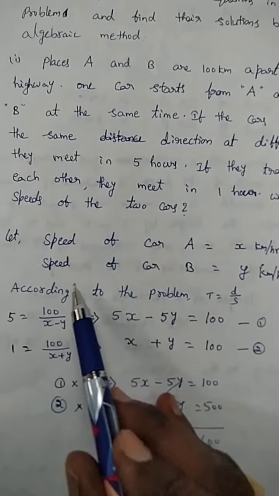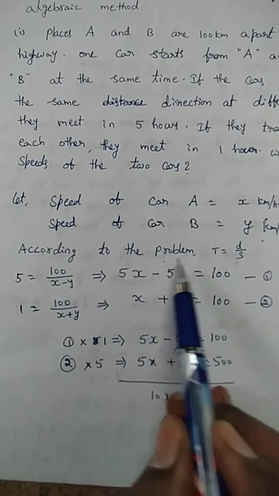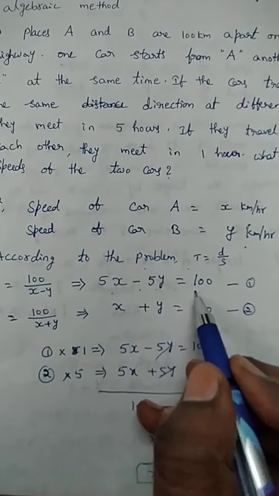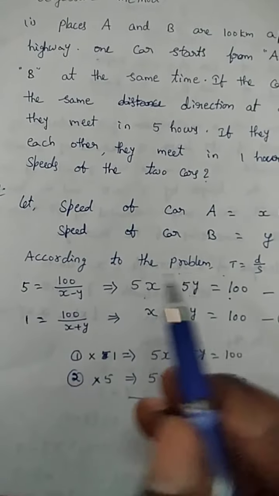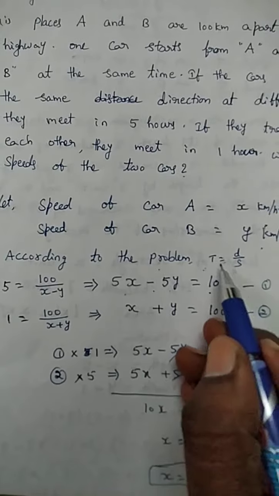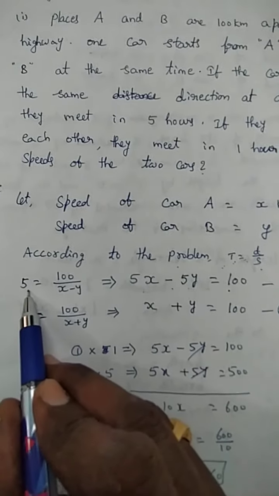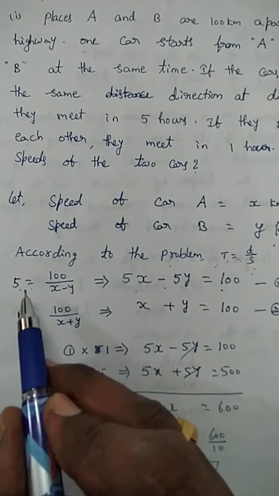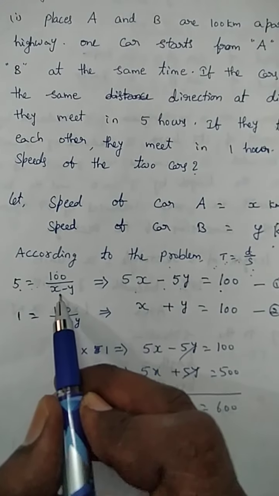So, coming to the concept: let the speed of car A be x kilometers per hour, and the speed of car B be y kilometers per hour. According to the problem, we write that 5x minus 5y is equal to 100. So t is equal to d by s, time is equal to distance by speed. Then 5 is equal to the time they take to meet in the same direction, which is 100 by x minus y.